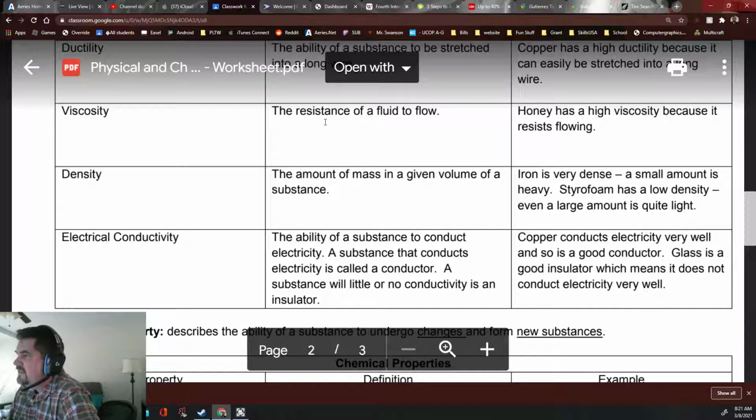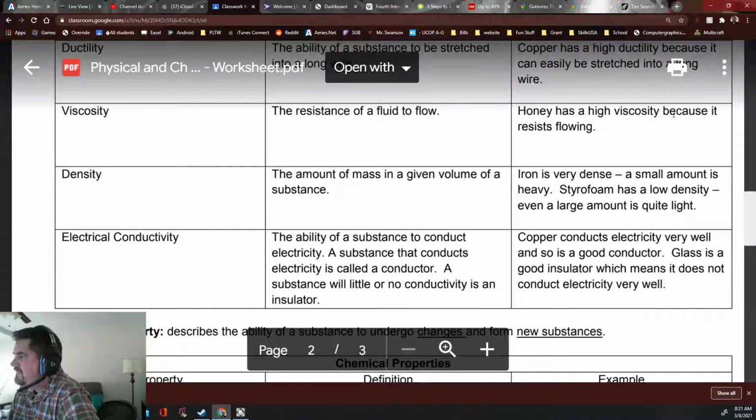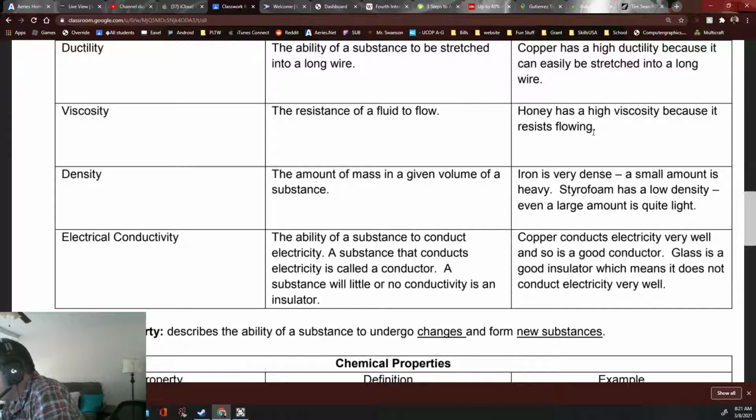Viscosity, the resistance of a fluid to flow. So honey has a high viscosity because it resists flowing. Honey, molasses, those are super thick. Syrup. What else? Sap from a tree is technically a liquid, right? And it drips from a tree, but man, it takes a while because it's so thick. The viscosity is very thick. And then you have other things that are very thin, like paint thinner, alcohol. Those are very thin fluids. Water is very thin as well.